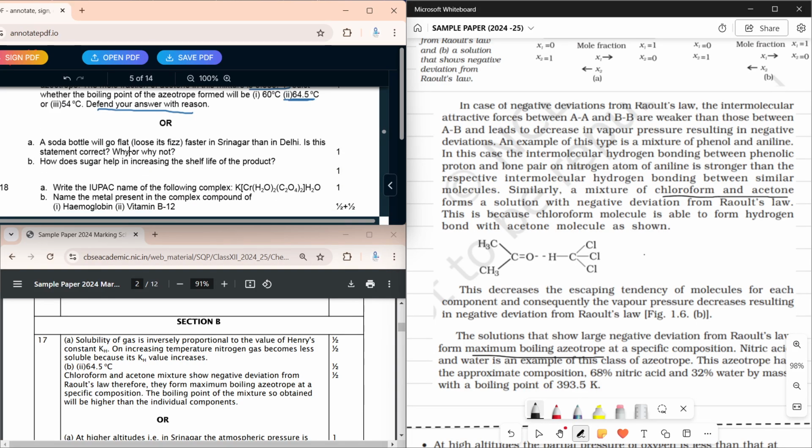So that's question number 17. The question has an internal choice. The second part of the question: a soda bottle will go flat or lose its fizz faster in Srinagar than in Delhi.